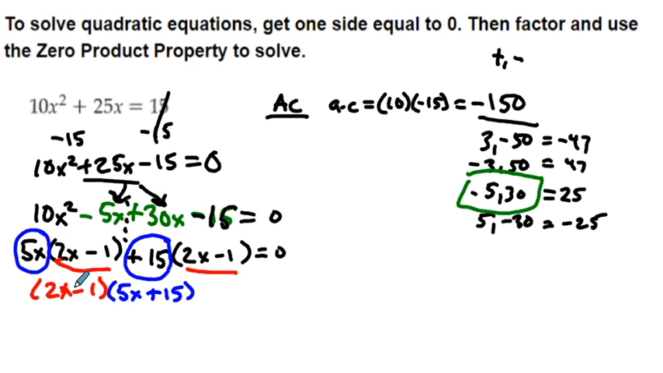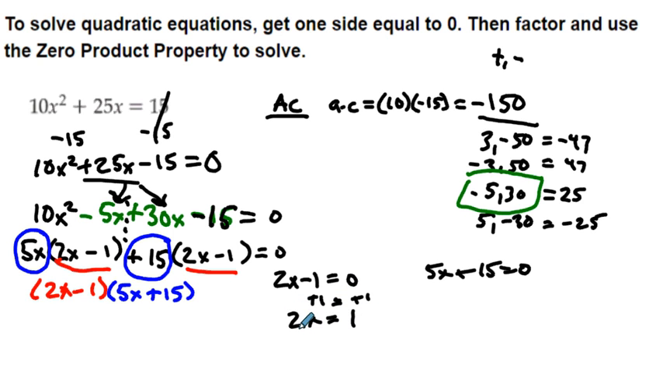All right, so applying our zero product property, that means that one of these two has to be equal to 0, or they're both equal to 0, right? So our two cases are we have 2x minus 1 is equal to 0, or we have 5x plus 15 is equal to 0. So for this one, move our 1 over, right? That gives me 2x equals 1. We divide them both by 2, and we get x is equal to 1/2.